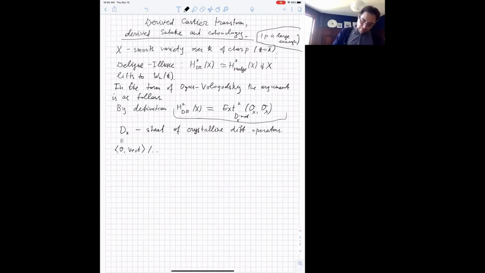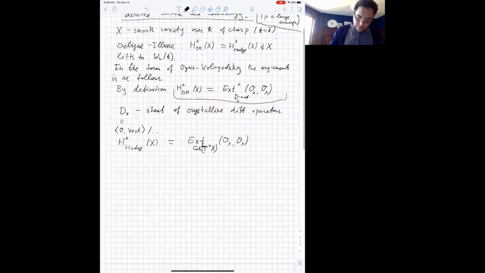And even more tautologically, the Hodge cohomology, which is cohomology of the sheaf of forms, is Ext from O to O in the category of coherent sheaves on the cotangent bundle. People sometimes fashionably call these Higgs fields.